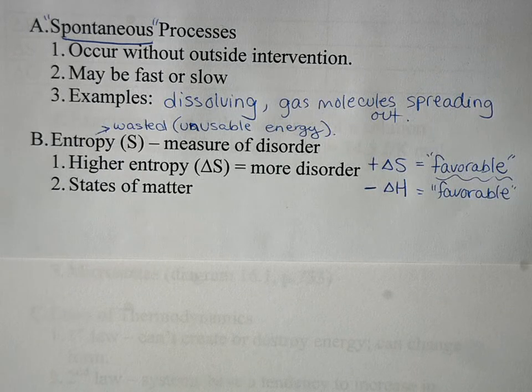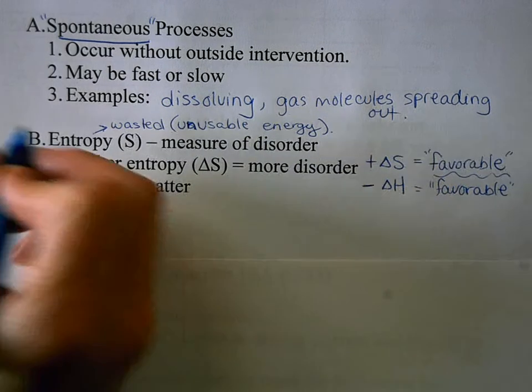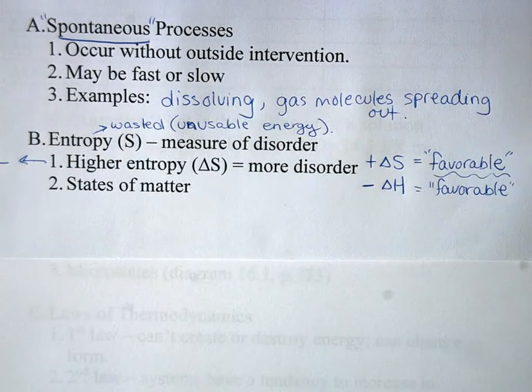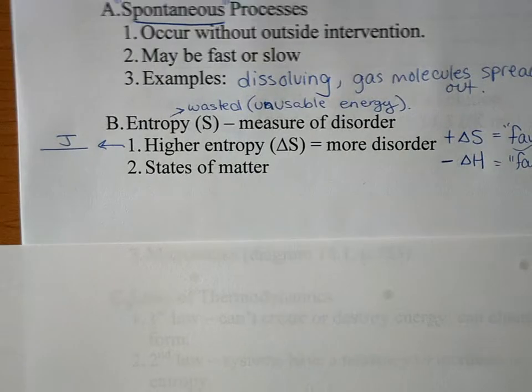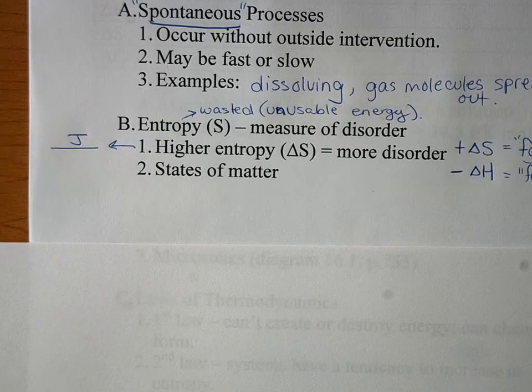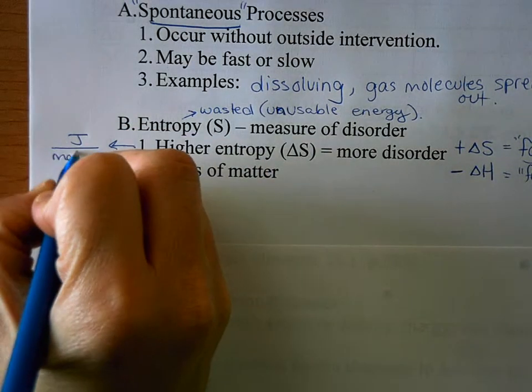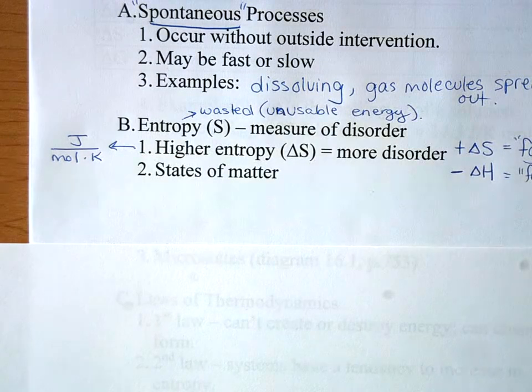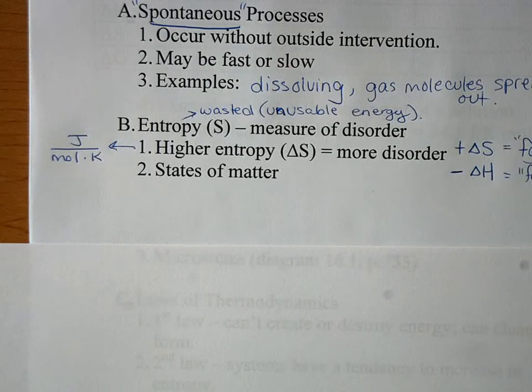Units for entropy have to do with that, that's the whole reason why I talked about the wasted energy or unusable energy, is in joules per mole, and then there's Kelvin thrown in there as it depends on temperature.